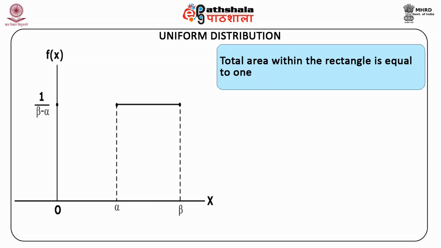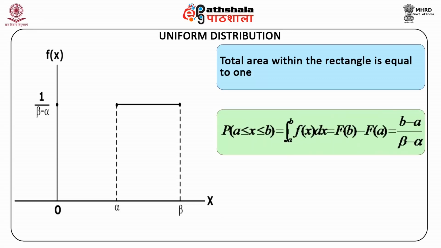The probability at any point x within the interval (alpha, beta) is equal to 0. Also, the probability that a single observation x will fall in an interval (a, b) entirely contained in the interval (alpha, beta) is given by P(a less than or equal to x less than or equal to b) = integral from a to b of f(x) dx = F(b) minus F(a), which is equal to (b minus a) upon (beta minus alpha).